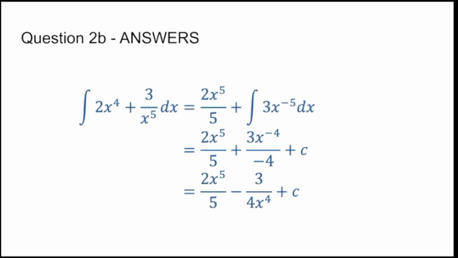So that's the answer. Remember, positive indices look better. So instead of x to the -4, you've moved x to the 4 to the bottom. Not much. Remember the plus c, I guess.